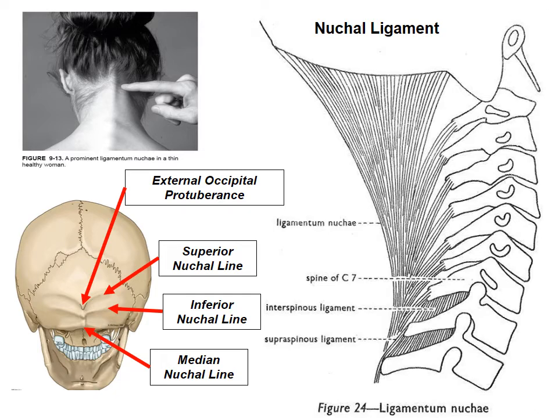The weight of the head on the atlas has a natural tendency to tip forward into flexion, and the nuchal ligament has a key role in providing some passive tension in extension to counteract that.